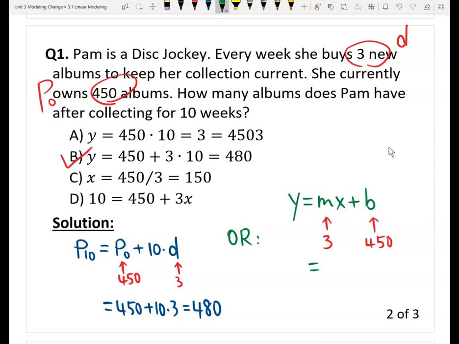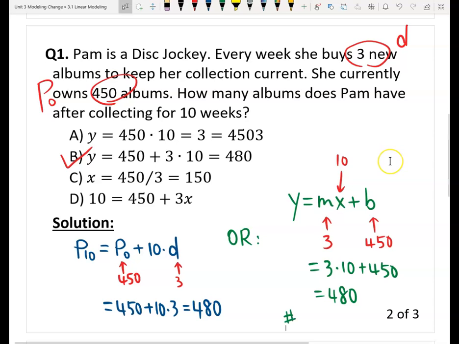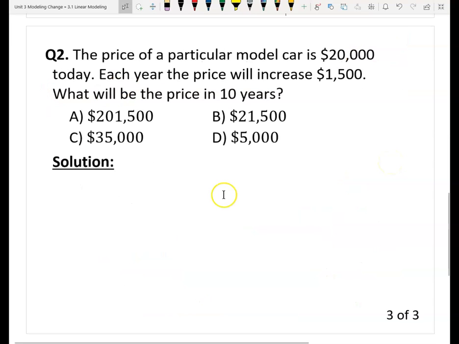And then we plug in. So what is x? x is in 10 weeks, therefore x is 10. And then we plug everything in. So it's 3 times 10 plus 450. How many? The same, right? We get 480. Definitely the same. So this is the first question. Then we're going to practice one more question.